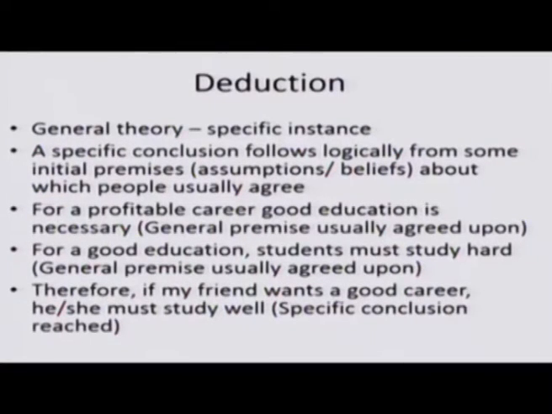So, let us look at an example. For a profitable career, good education is necessary. So, this is a general premise usually agreed upon. For a good education, students must study hard. This is again a general premise, and this is related to the first one. So, now based on these two, therefore, if my friend wants a good career, she must study well. So, you have reached this specific conclusion based on these two premises. So, you have moved from general to specific.